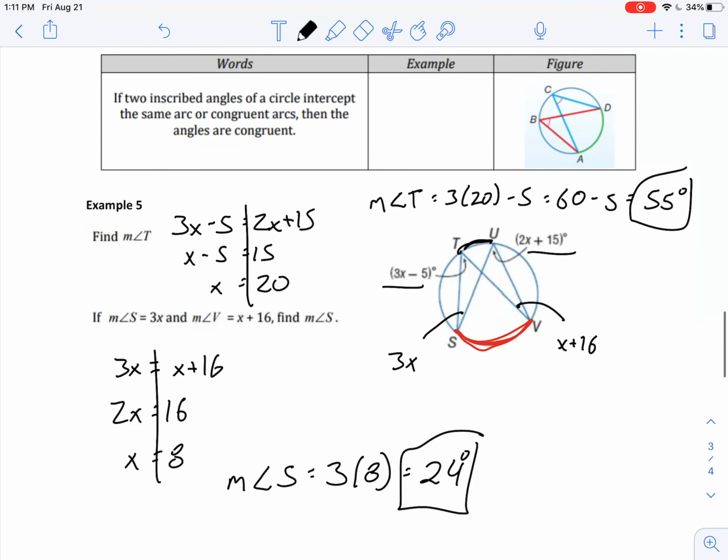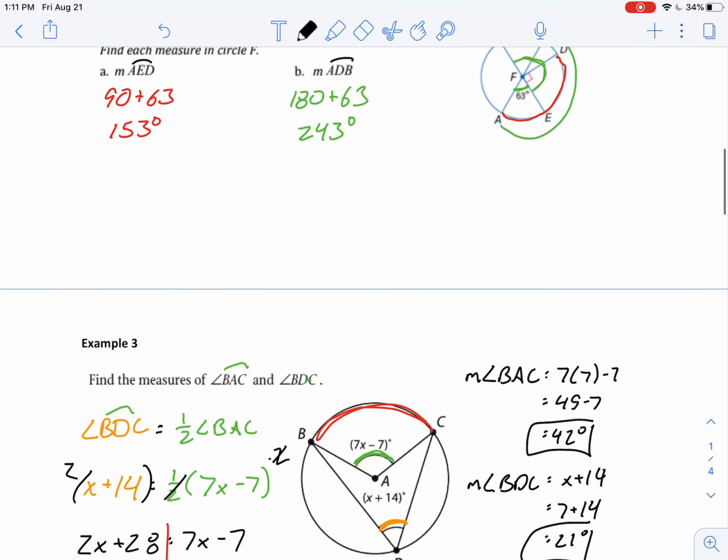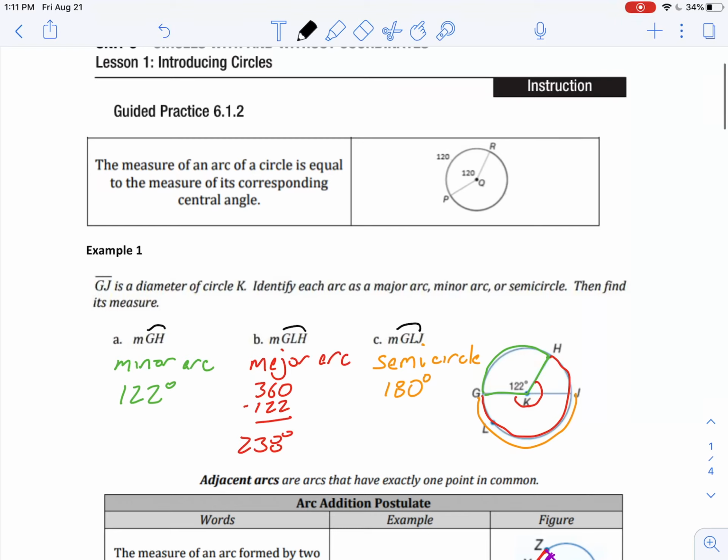And that's it. I hope that was clear. Started off pretty easy. It's just if two angles subtend the same arc, they have the same value. And then at the beginning up there, the central angle is the same as the arc it subtends. All right, hope that was clear. Have a great day.